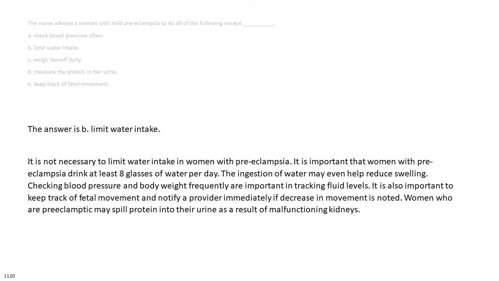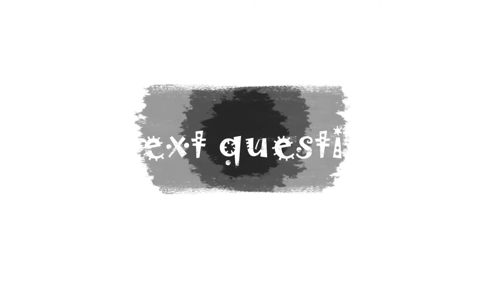Checking blood pressure and body weight frequently are important in tracking fluid levels. It is also important to keep track of fetal movement and notify a provider immediately if decrease in movement is noted. Women who are preeclamptic may spill protein into their urine as a result of malfunctioning kidneys.